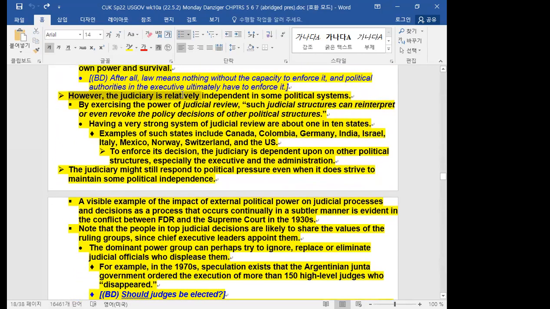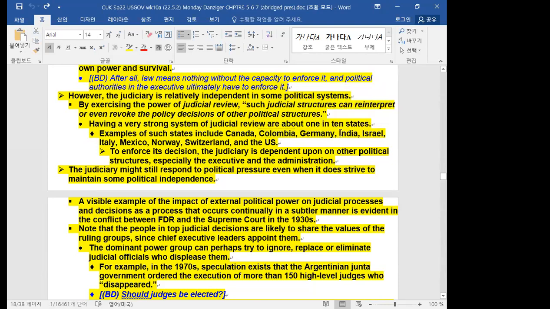However, the judiciary is relatively independent in some political systems. By exercising the power of judicial review, such judicial structures can reinterpret or even revoke the policy decisions of other political structures. And having a very strong system of judicial review are about 1 in 10 states in the world. So about 200 states, so 20 states have a strong tradition of judicial review. And Danziger includes Canada, Colombia. Again, Colombia is a very violent place with a long history of civil war. So even if there's judicial review, it doesn't necessarily mean that there's social peace.